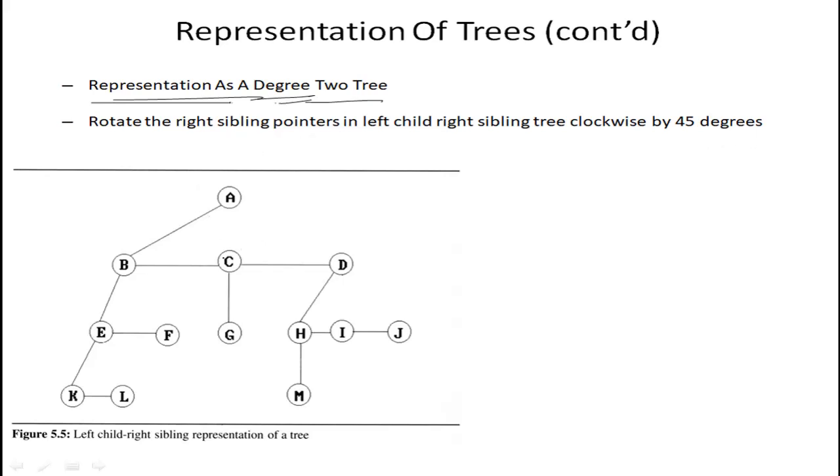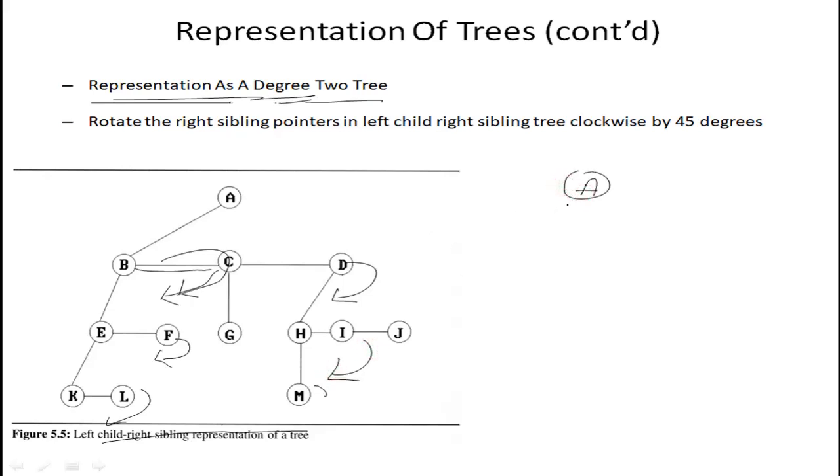So this was my left child right sibling representation. I will have to rotate the right sibling pointers by 45 degrees clockwise. That means this is going to come over here. This is the right pointer, I will just rotate it here. I will rotate this here. All the right pointers, whatever are there, I will just rotate and get them over here. So how is it going to look? It's going to look something like this.